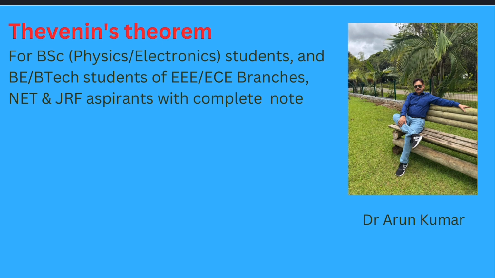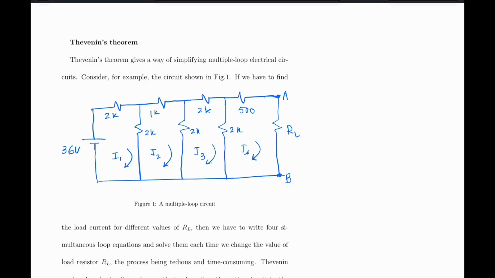Now let us come to the topic. Thevenin's theorem. This theorem gives a way of simplifying multiple loop electrical circuits. We consider here, for example, the circuit shown in figure 1. It has 4 different loops. This is the first loop, this is second loop, this is the third loop, and this is the fourth loop. And RL is the load resistance here.